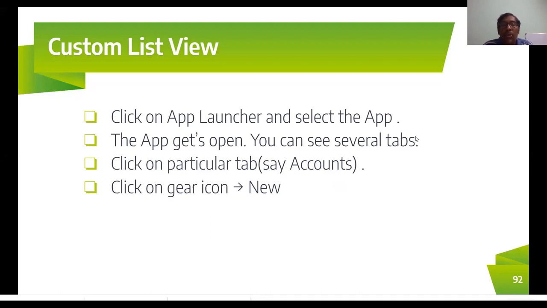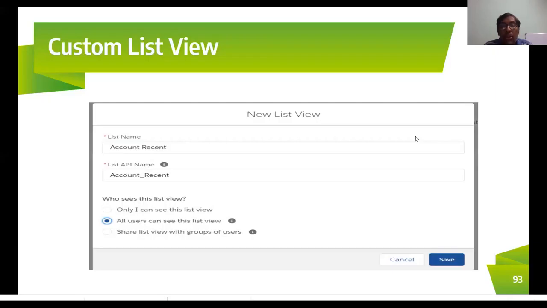Now what you have to do? Open the app, and then you can see several tabs. Click on any particular tab, say accounts. On the nav bar, you can see a gear icon. Click on the gear icon and a menu will be displayed. On the menu, you have a new link. When you click on the new link, the new list view dialog will be displayed like this.